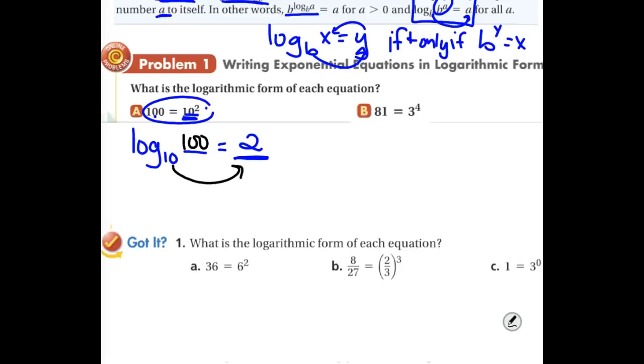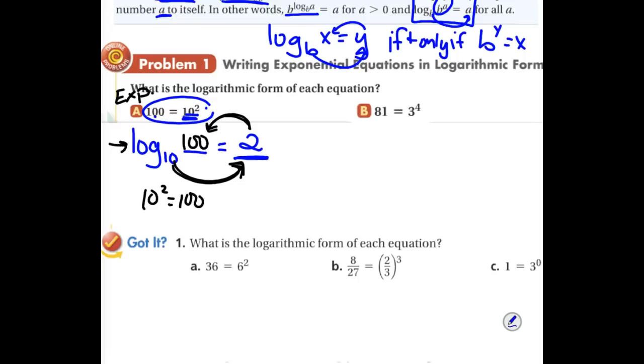We often think of just kind of circling around here, because another way of checking this, we say 10 to this power has to get us back to that. And that's true. 10 squared does equal 100. Okay? So we're not solving anything here. We're just rewriting it. This is in exponential form. This is in log form.